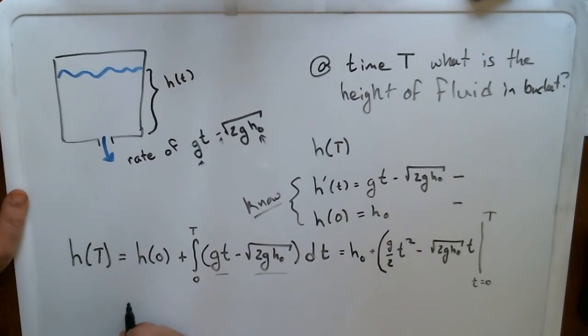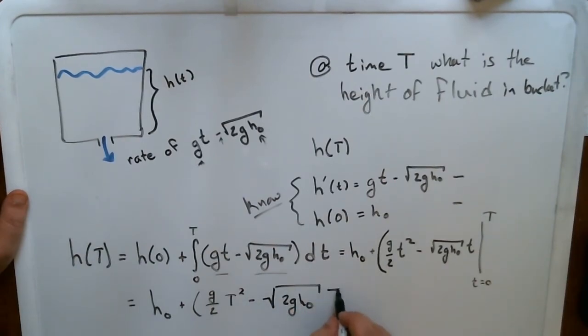Okay? And so what we arrive at is the initial height plus g over 2 big T squared minus the square root of 2gh0 big T. Reconcile to yourself on why that's it and I don't need anything else.